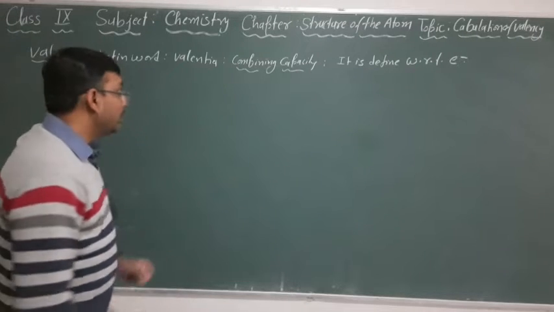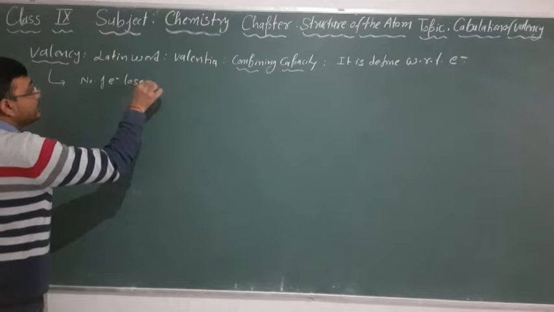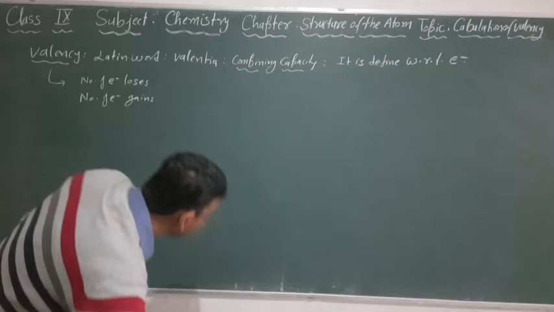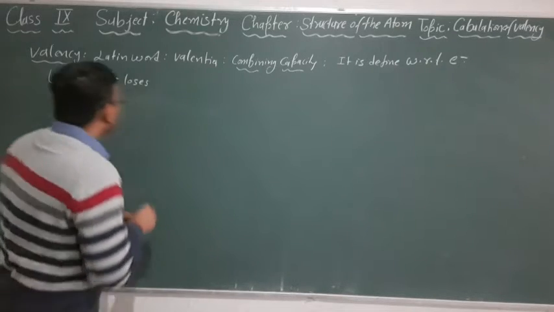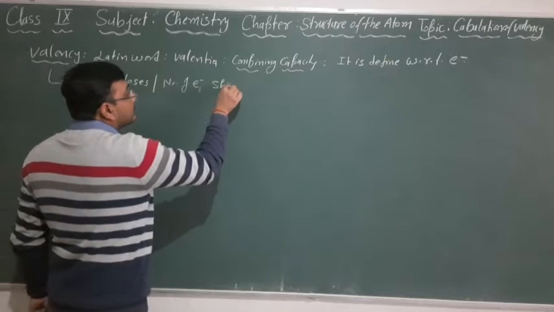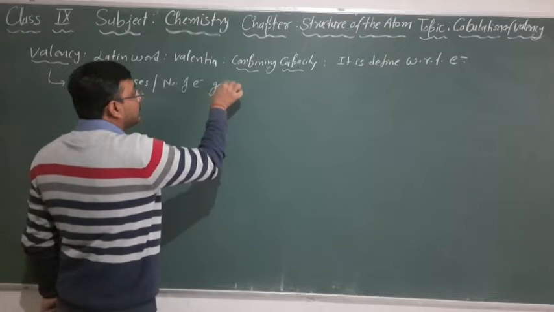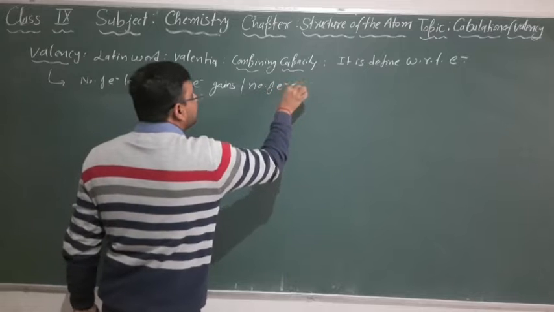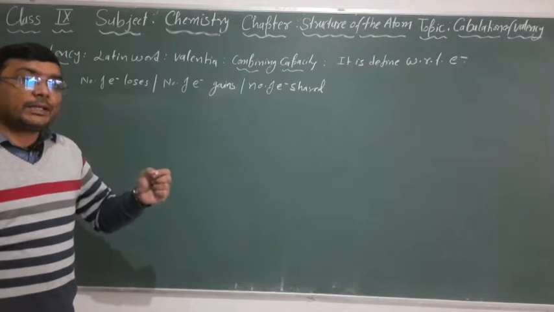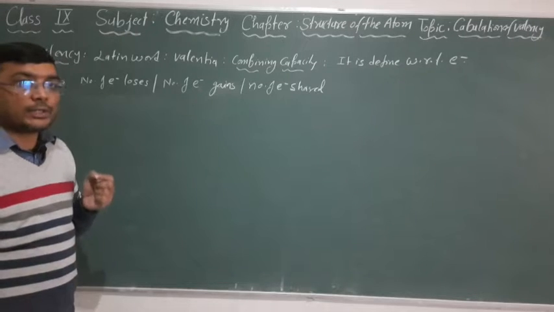Means during chemical combination an atom of the element is able to lose electrons, so the number of electrons lost, or the number of electrons gained, or the number of electrons shared by an atom of the element in order to acquire the nearest noble gas electronic configuration, that we call the valency of a particular atom of any element.